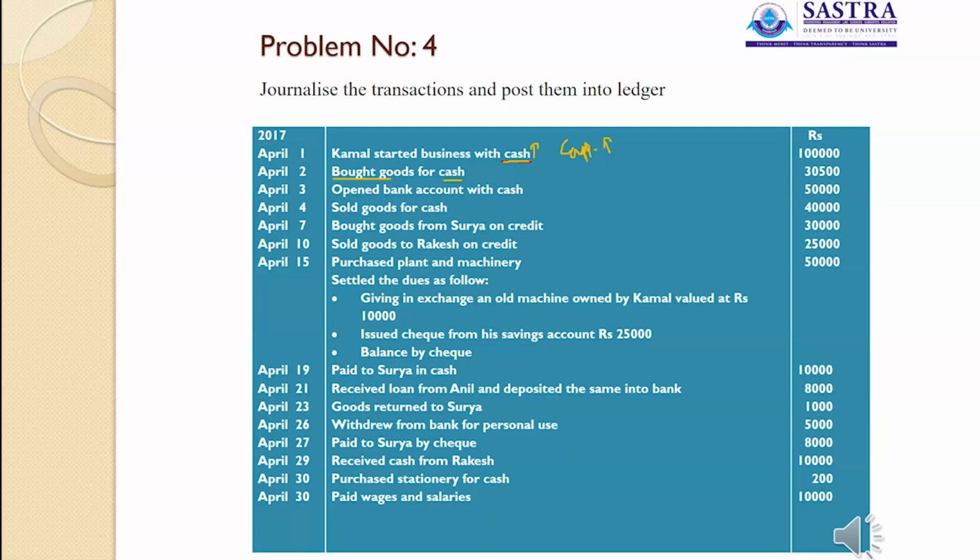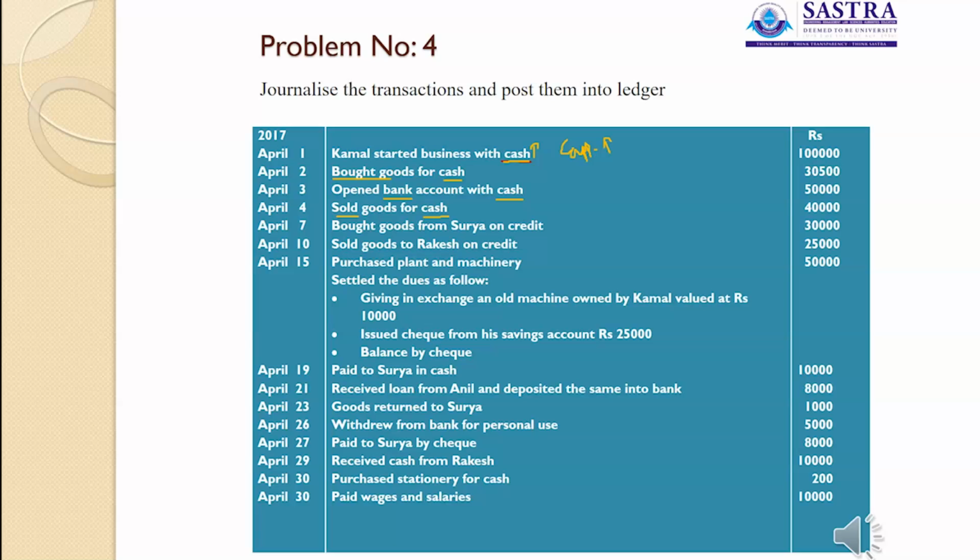Opened bank account with cash. So here there are two accounts: one is cash account and another one is bank account. So bank account debited, cash account credited. Sold goods for cash. Here cash account and sales account. Cash account debited, sales account credited.